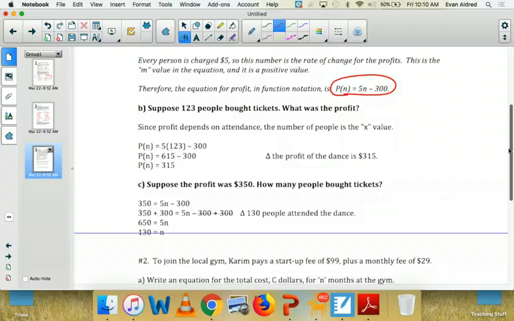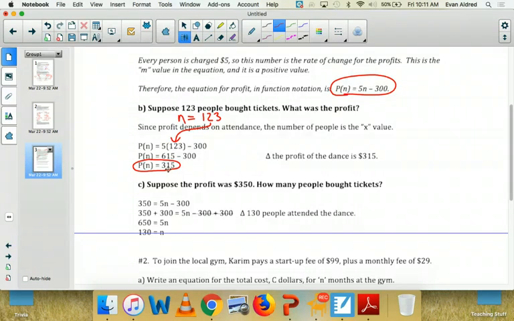Suppose 123 people bought tickets. What was the profit? Well, now we have a number of people, and we've said n is our number of people. So we're saying that our n is 123. Where we see an n in the equation, we're going to sub that in. So 5 times 123 will give us how much money is made from ticket sales, and from that money we subtract the $300 for the DJ. Put all that in the calculator, and again I'm going through this pretty quickly because we're going to do one together momentarily, and we get a profit of $315.